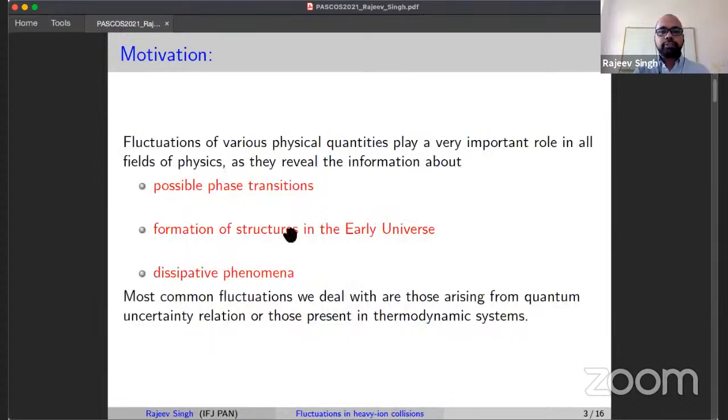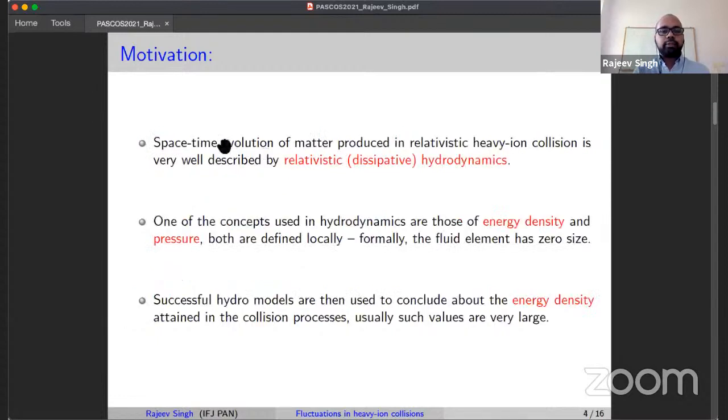Fluctuations of various physical quantities play a very important role in all of physics: in possible phase transitions, the early universe, the large-scale structure of the universe, and dissipative phenomena. These fluctuations actually come from quantum and thermodynamical systems. The evolution of the QGP can be very well described by relativistic dissipative hydrodynamics, and one of the key concepts used in this study is the concept of energy density and pressure.